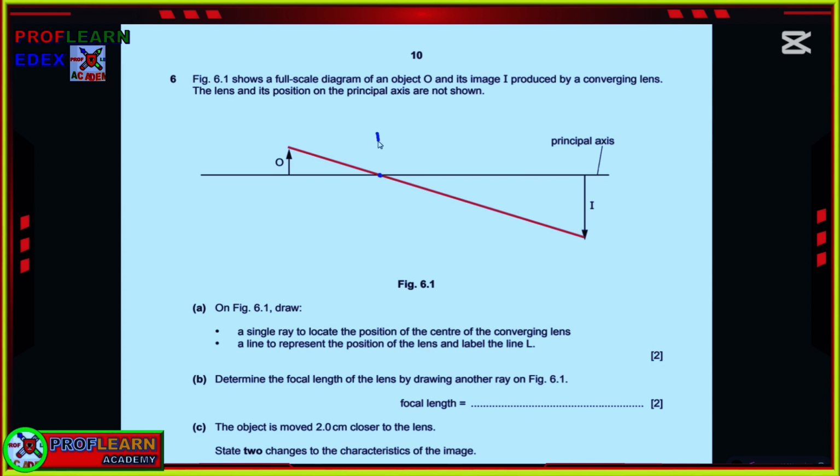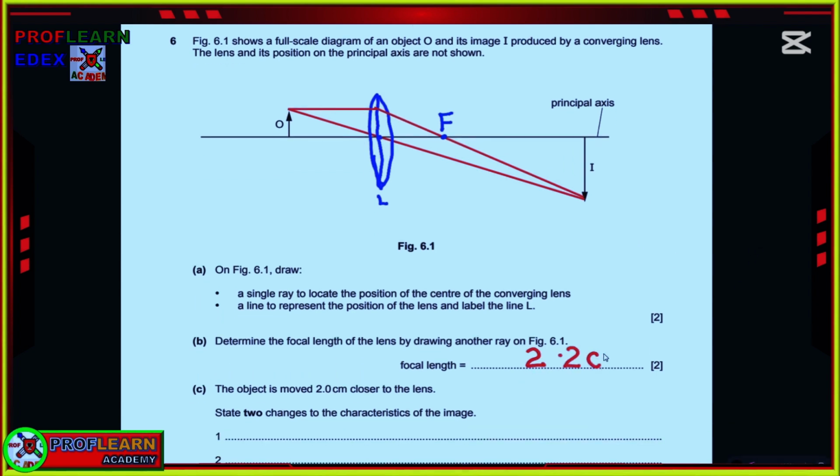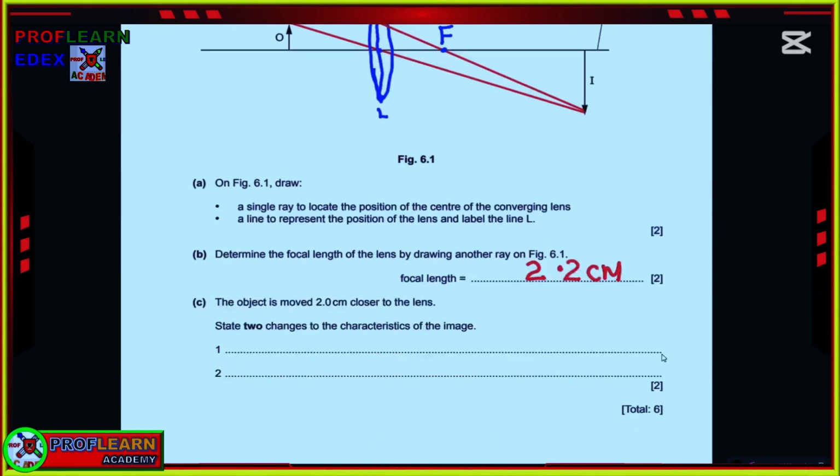Yeah, so if we identify our lens here, there is another ray that usually runs parallel to the principal axis. Whenever it meets the lens, it goes back like that. So this point here is where we have the principal focus, and then the focal length is the distance between the F and the lens, and that is going to be approximately 2.2 centimeters here. This distance you are supposed to measure using a ruler, and then the object is moved 2.0 centimeters closer to the lens.